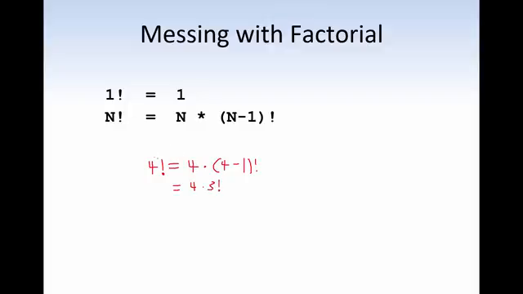So I've taken my factorial, I wanted to compute factorial of 4, and I've made it a little bit simpler. The factorial of 3 is going to be simpler to compute than the factorial of 4. I'm making my problem a little bit smaller. It's still the same type of problem. I'm still trying to compute the factorial of a number, but now the factorial I'm looking for is a little bit simpler, a little bit easier to get than the one I started with.